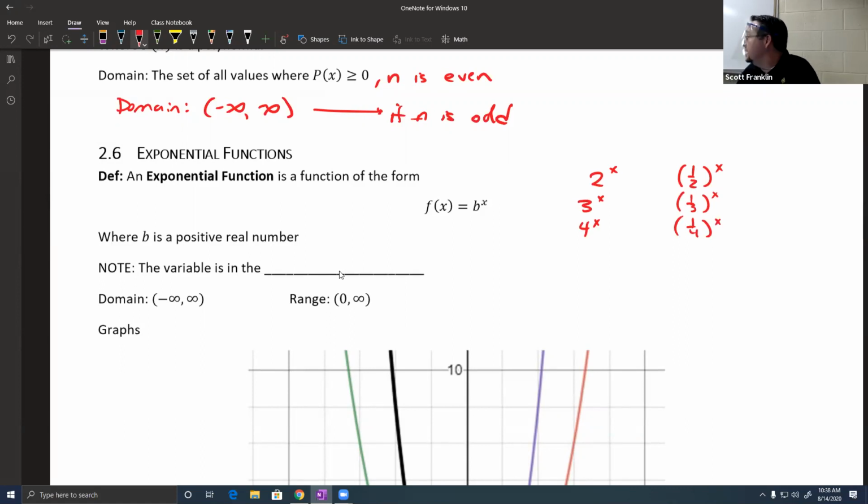It's important for you to see the difference between that and power functions. Right? A power function has the variable down on bottom and a number up top. And an exponential function has a number on bottom and the variable is in the exponent. Okay? Exponential means that's where the variable is. It's in the exponent. Okay?